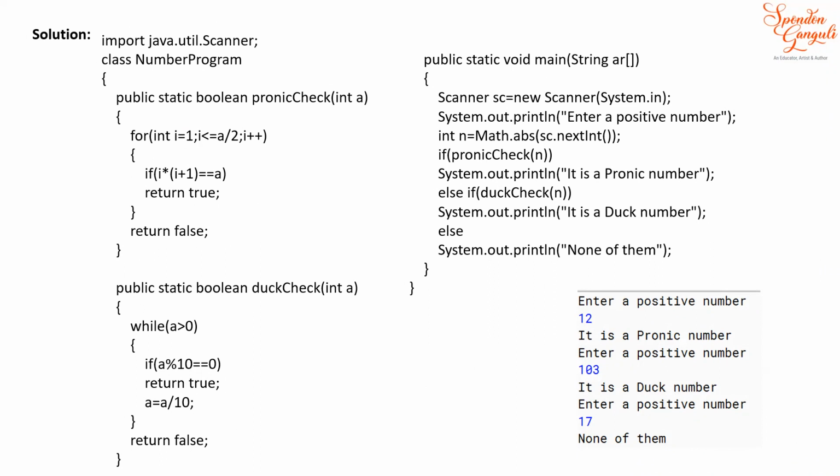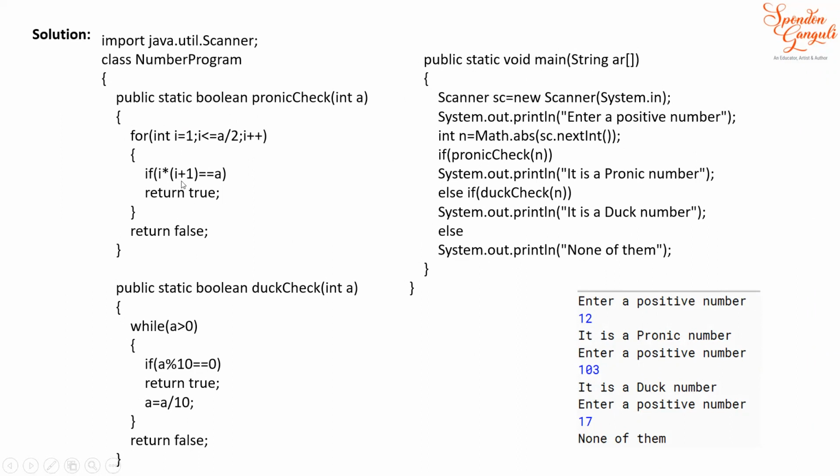Product of two consecutive numbers is the number itself. So, for a number A to be checked for pronic, I've started the loop from 1 to half of the number, because more than the half, if you multiply with the next number, you will never get the number A. So it should be less than or equal to, 1 to A by 2.